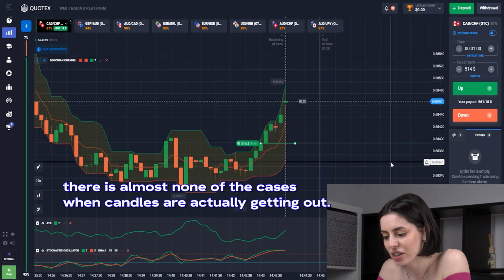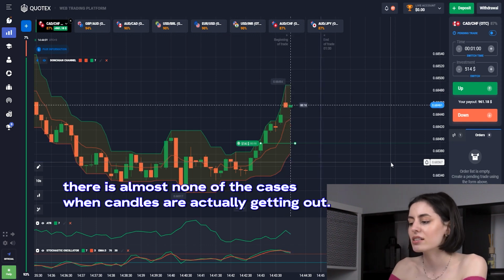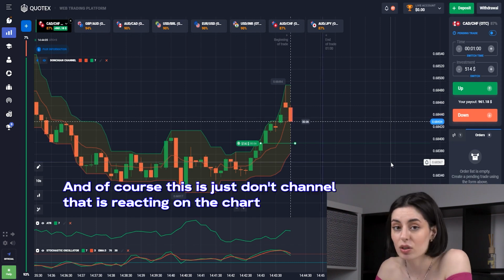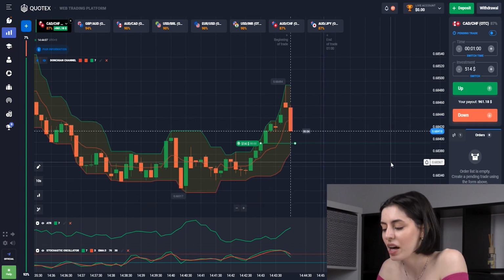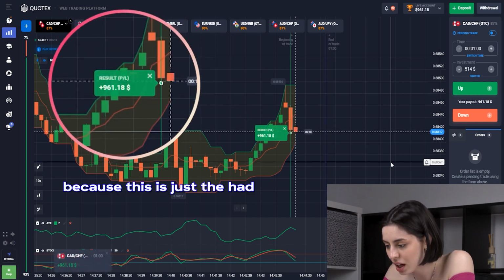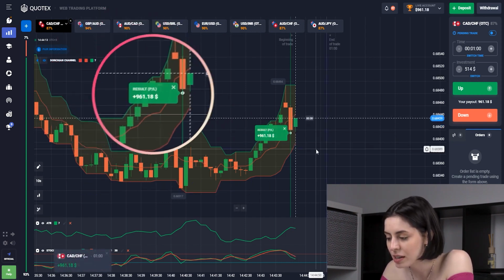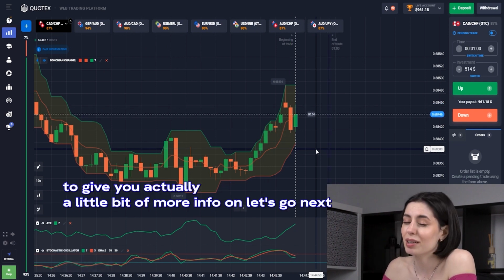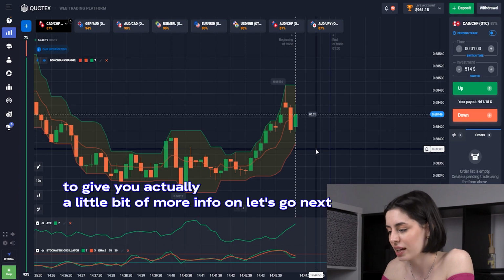You may see that there's almost none of the cases when the candles are actually getting out. And of course, this is just the downtrend channel that is reacting on the chart. But it's quite important because this is just the profit. Because if you read it vice versa, it's gonna give you actually a little bit more info. Let's go next.